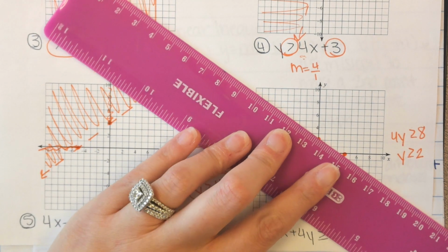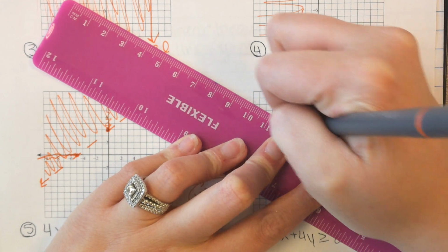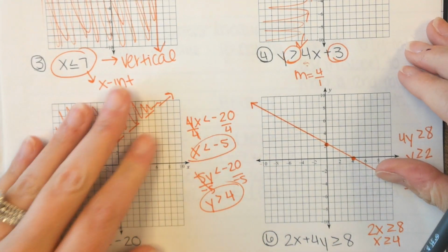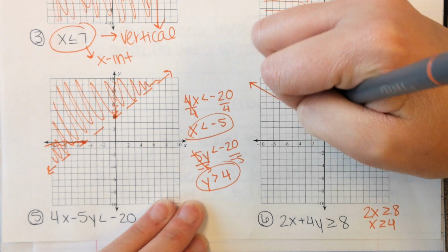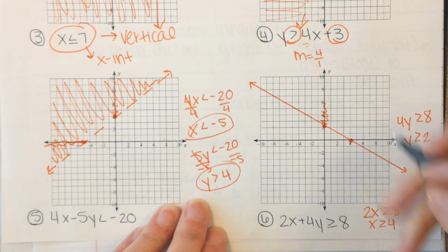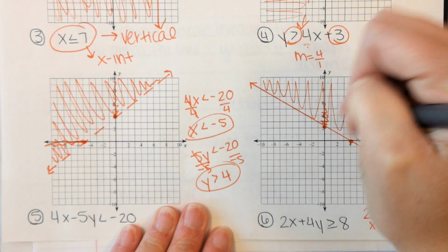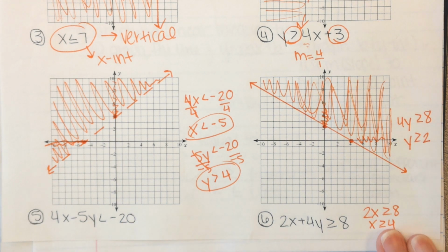Is it going to be dotted or solid? Solid because of the equal to. Go across the whole graph. Now, we need the side that has y values bigger than 2, so that's up here. X values greater than 4, so that's over here. So we color above. Okay, so there's graphing linear inequalities.